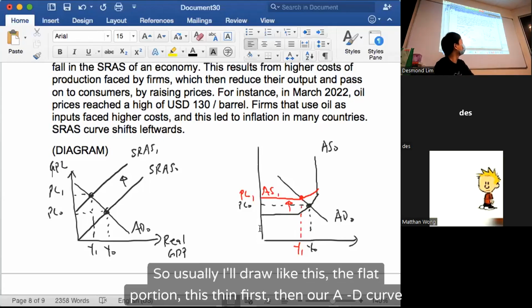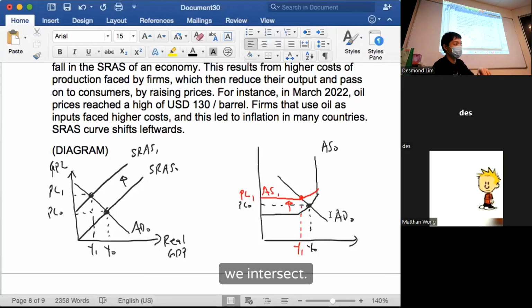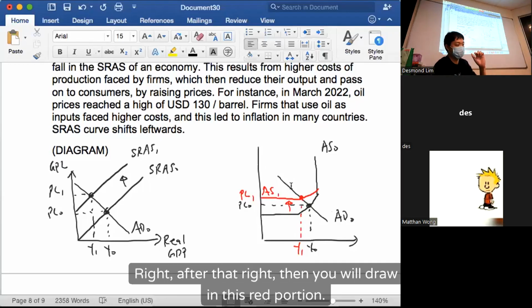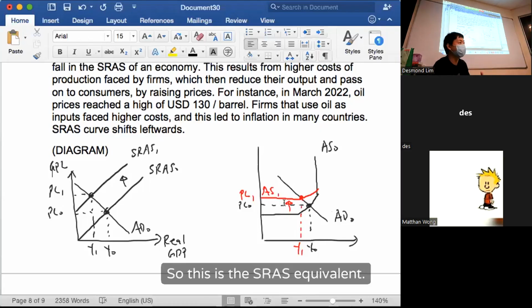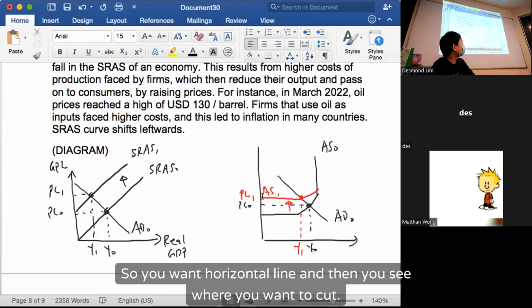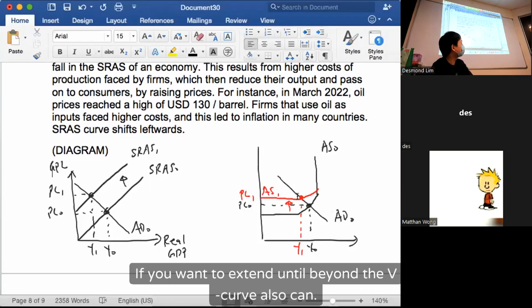Just like three parts. So usually I'll draw like this, the flat portion first, then your AD curve will intersect. After that, then you will draw in this red portion. So this is the SRAS equivalent now. So it will be one horizontal line, and then you see where you want to cut. If you want to extend until beyond the AD curve, also can.